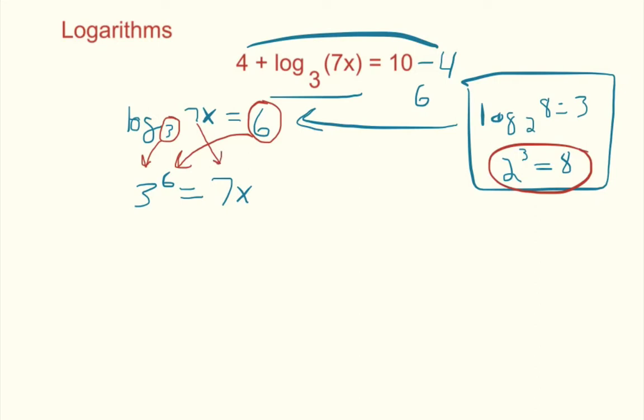Just like in our very simple example over here, where we had log base 2, 8 equals 3, all we did was take the base, make it the root over here, then take the 3, make it the exponent, and then set that equal to 8. It's the exact same thing on this side. So now that we have that, we can isolate the x, and then we can solve it.